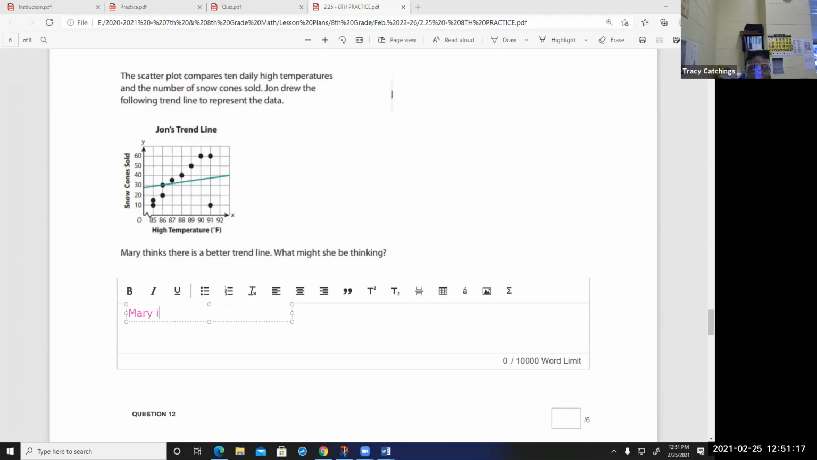So Mary is thinking that there's a positive association. So John's line should be steeper. That's what Mary is thinking. Like, hey, his line needs to be somewhat like that, going through those points. It's okay to have an outlier, but it definitely can't go through like that.